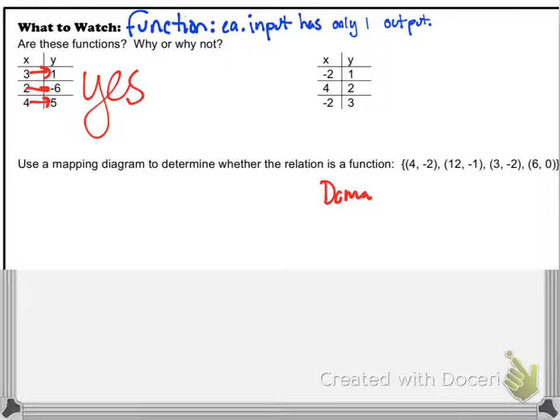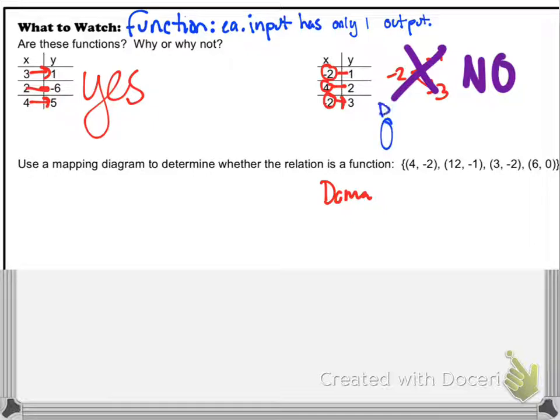Let's look at this next one here. This one says that if you plug in a -2, you get a 1. If you plug in a 4, you get a 2. If you plug in a -2, you get a 3. Now, wait a second. That says that if you plug in a -2, you might get a 1 or you might get a 3. That tells us that it is not a function. In fact, I call that the universal not a function symbol. If you have something in the domain going to two things in the range, then that is automatically not a function. So here we're going to use a mapping.